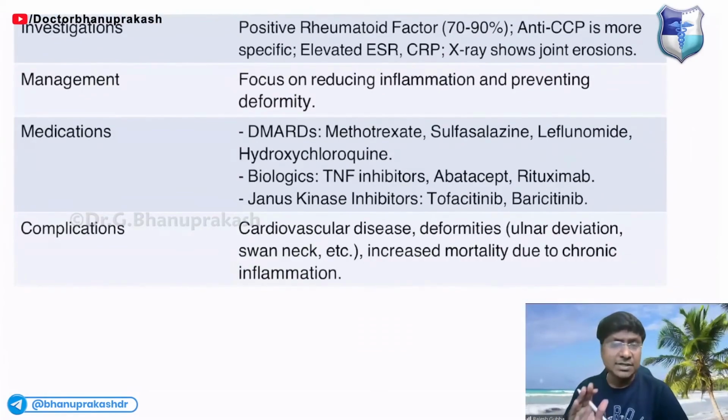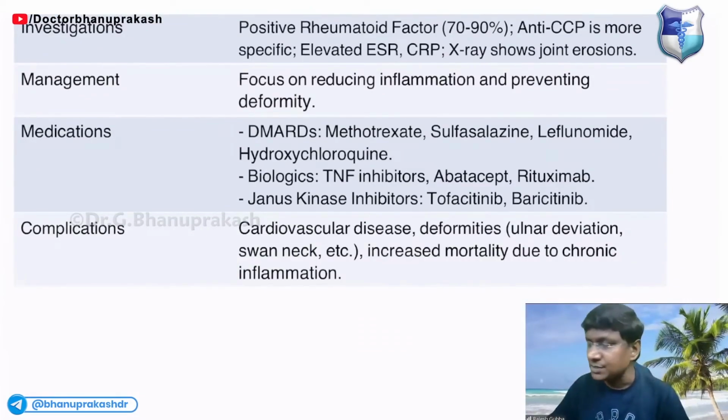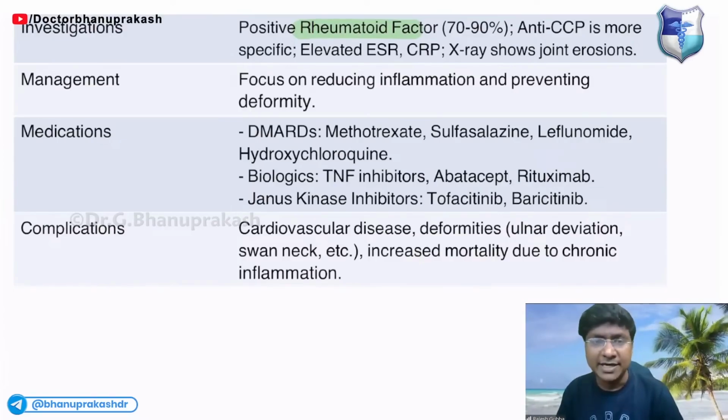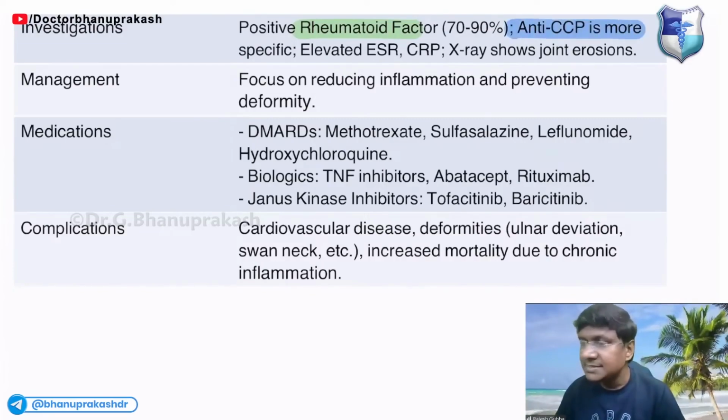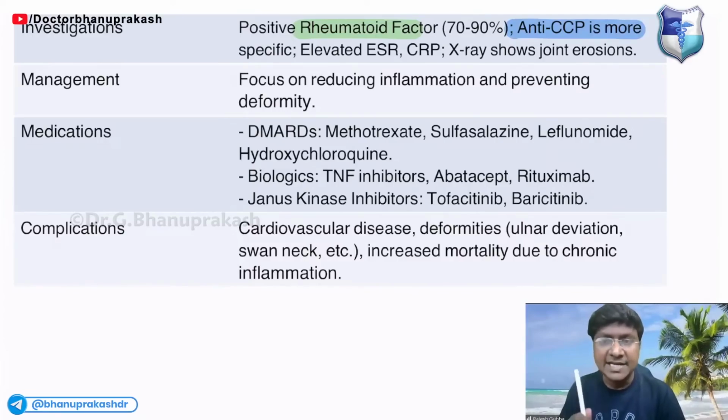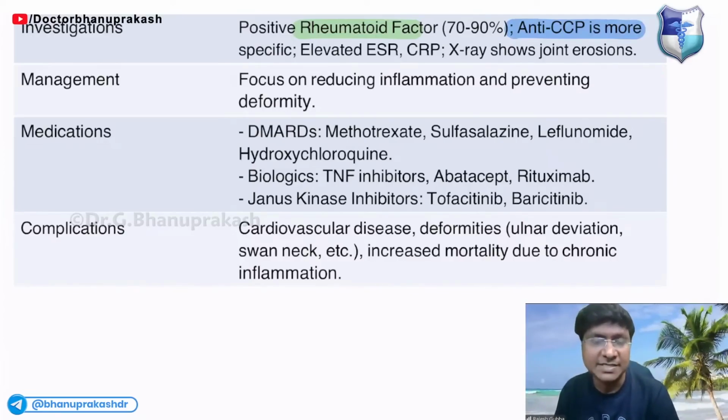So the workup is, you have one non-specific investigation. What is that non-specific investigation? RA factor. But this RA factor is positive in multiple conditions, not only in rheumatoid arthritis. Then what is the investigation of choice, which is more specific? The more specific investigation will be the anti-CCP. Anti-CCP is the more specific investigation in case of rheumatoid arthritis.